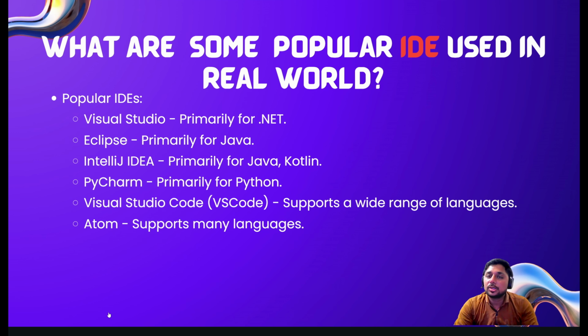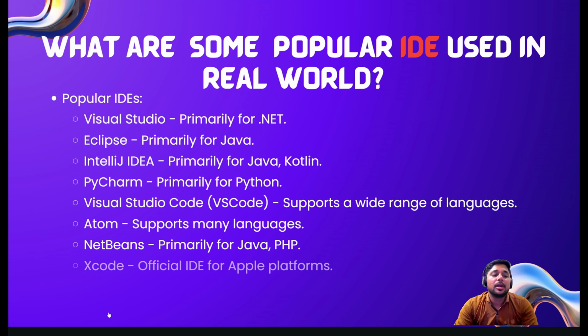Next is Atom. It also supports many languages, but it is not as popular as Visual Studio Code. Next is NetBeans, which is primarily used for Java and PHP developers. And the next is Xcode. So Xcode is the official IDE for the Apple platform.